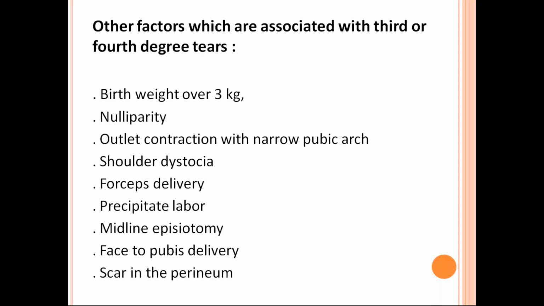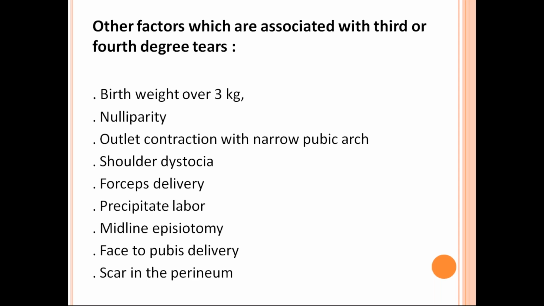Precipitate labor: what happens in precipitate labor? All the events will be completed within 2 to 3 hours. So there is quick dilatation, and at that time there is no time to control things. So sudden stretching of the perineum causes tears.